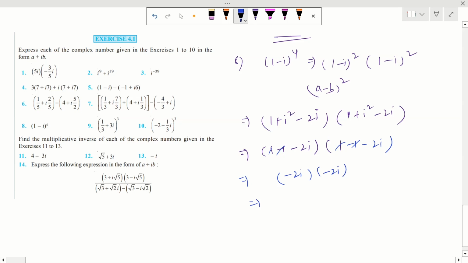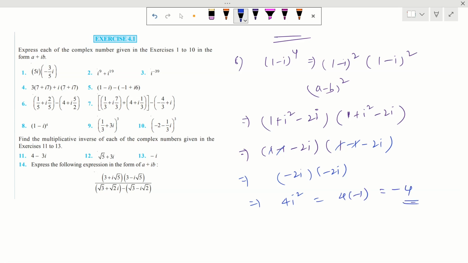So minus into minus is plus, so 4 i square. So i square value is minus 1. 4 into minus 1 is minus 4. The solution for this is minus 4 plus 0i, we can write.